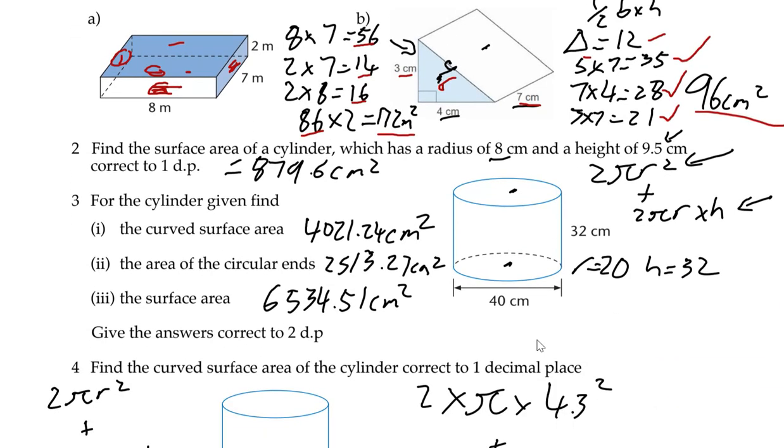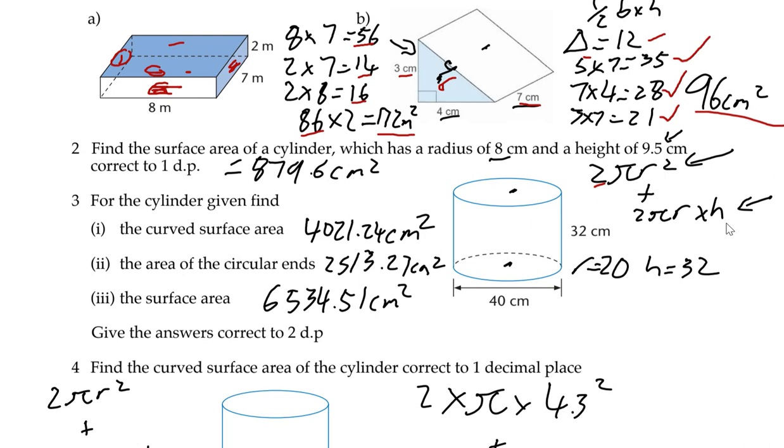Find the surface area of a cylinder, which has a radius of 8 centimeters. The formula that we need to use is 2 pi r squared plus 2 pi r times h. But I'm going to explain those. So pi r squared is the area of a circle. So that's going to get me one of the circular faces. But because there's 2 circular faces, the top and the bottom, that's why you have 2 pi r squared.